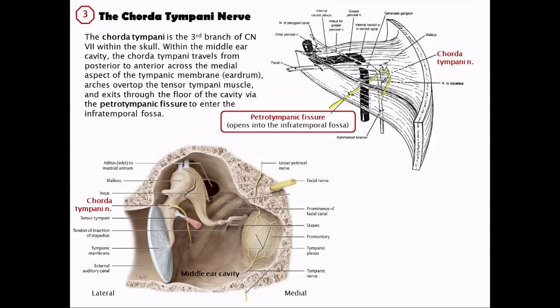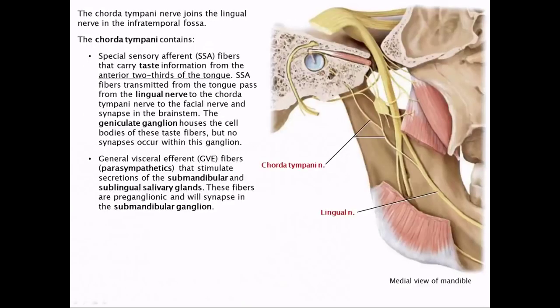this particular image. As the chorda tympani nerve exits the petrotympanic fissure, it enters the infratemporal fossa that is situated below the zygomatic arch and medial to the mandible. Within the infratemporal fossa, the chorda tympani nerve hitchhikes with the lingual nerve, a branch of V3, the mandibular nerve.